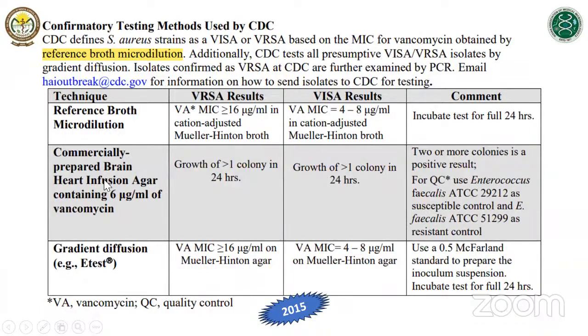Then there's commercially prepared Brain Heart Infusion agar containing 6 microgram of vancomycin. If we see more than one colony in 24 hours, then we have to confirm again with broth microdilution also. Of course, there's the gradient E-test also, but keep in mind that it normally gives you 1 to 2 log dilutions higher as compared to broth microdilution.